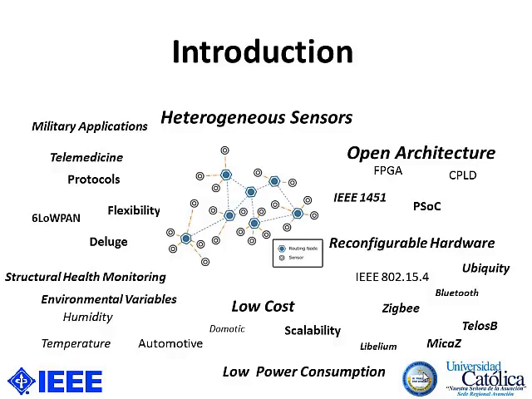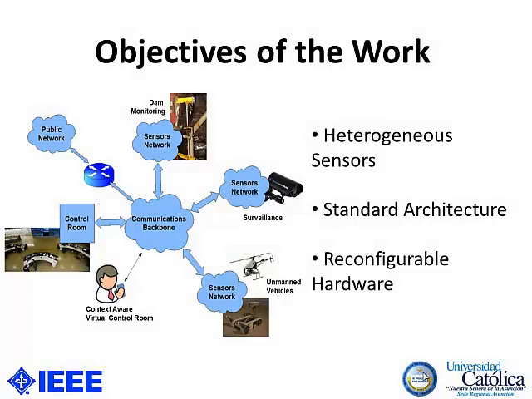So, some characteristics of the proposed architecture: first, it can handle heterogeneous sensors. So you can put different kinds of sensors for different applications. We base it on an international standard to ensure compatibility in different applications, and we add reconfigurable hardware in order to increase the flexibility of the sensor node.